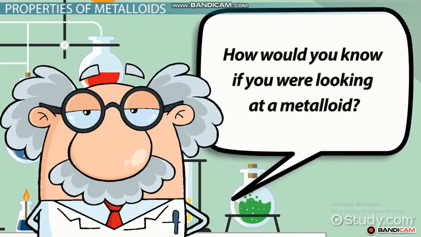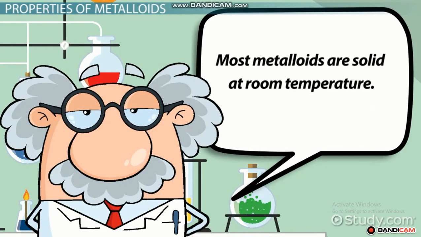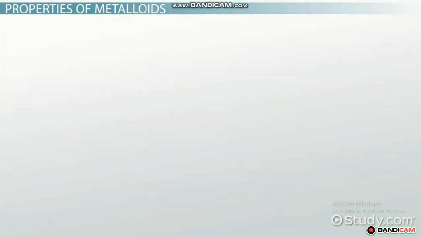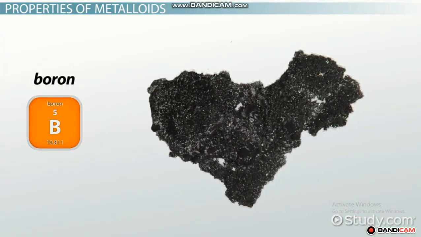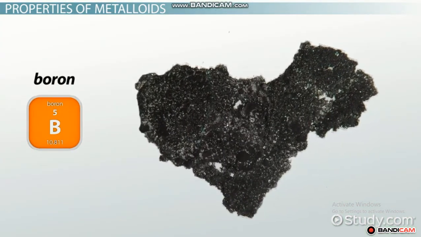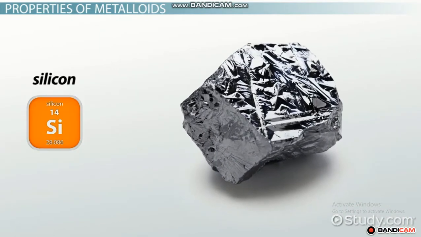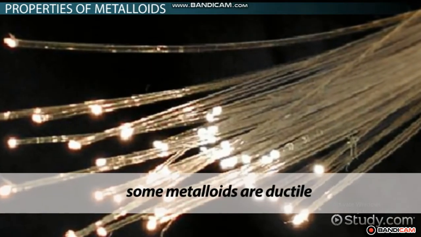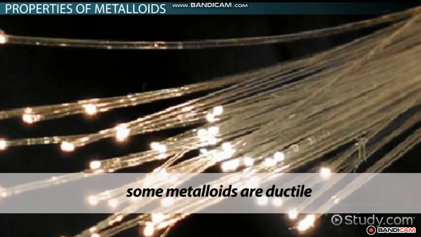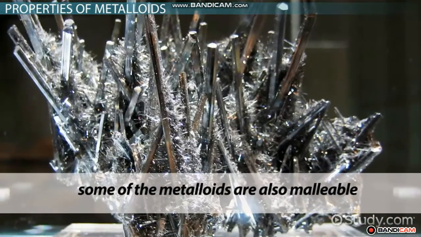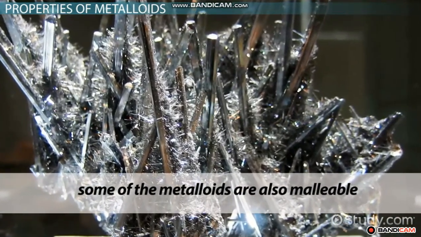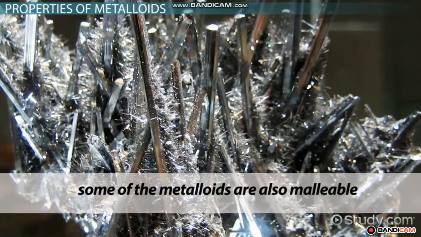How would you know if you were looking at a metalloid? Most metalloids are solid at room temperature. If you were able to observe a metalloid up close, it might appear brittle, such as this sample of boron. Some also have a shiny metallic appearance, like this example of silicon. Some metalloids are ductile, meaning that they can be stretched out into a thin wire easily. Some of the metalloids are also malleable, meaning that they're shaped into new forms easily without breaking.